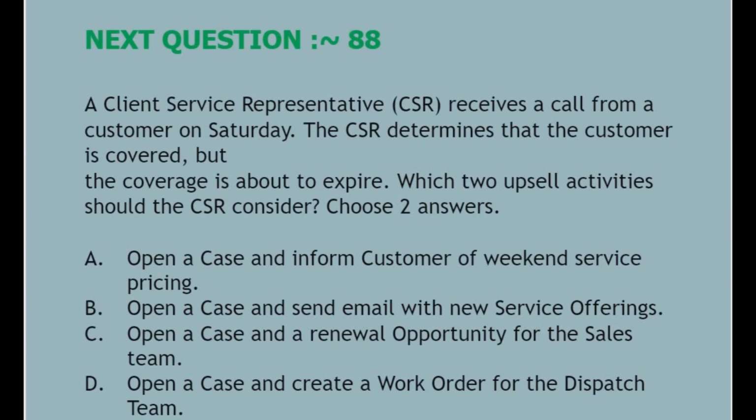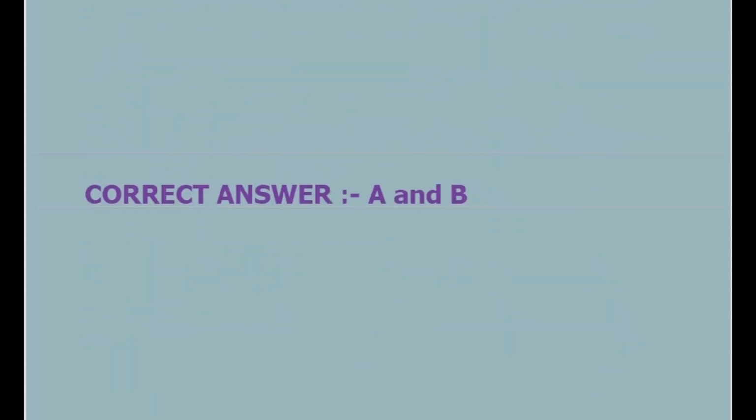Option A, open a case and inform customer of weekend service pricing. Option B, open a case and send email with new service offerings. Option C, open a case and a renewal opportunity for the sales team. Option D, open a case and create a work order for the dispatch team. Correct answer is option A and option B.